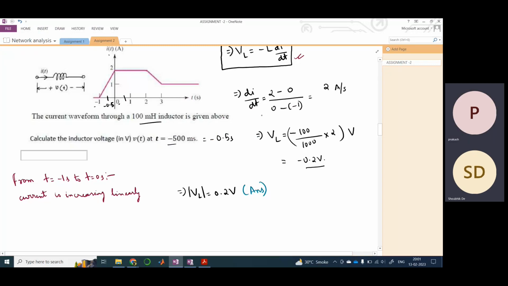You need to understand the physical interpretation of di/dt. It's nothing but the change of current with time, how with time the current is flowing across the inductor. Is it increasing linearly? Is it constant? Is it decreasing, or is it 0? You need to understand that.